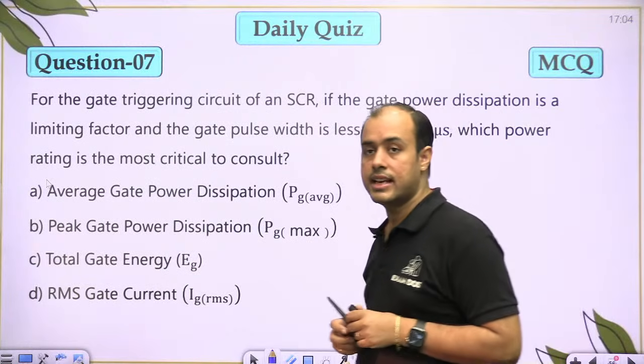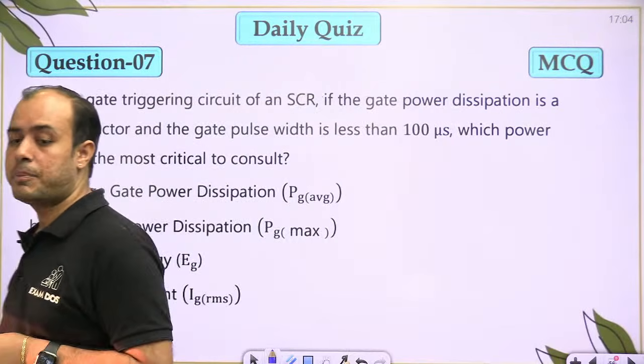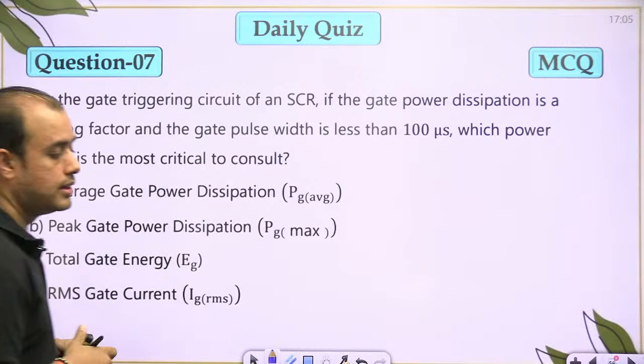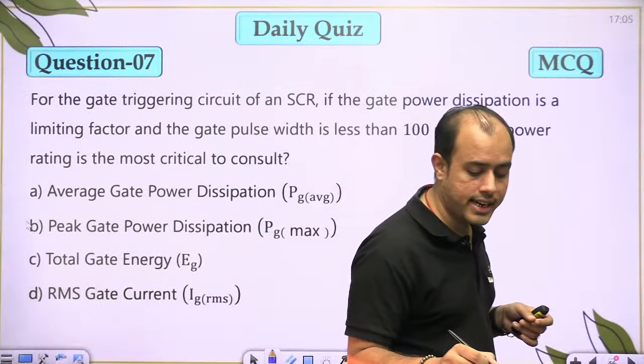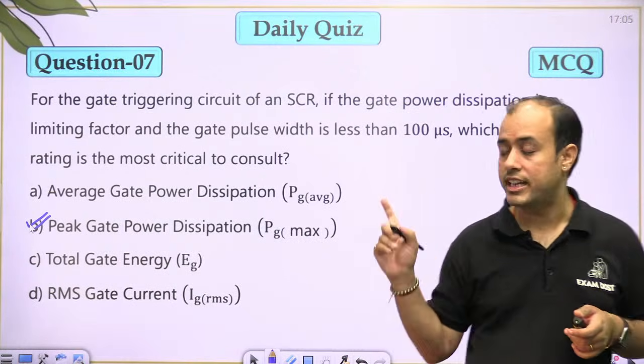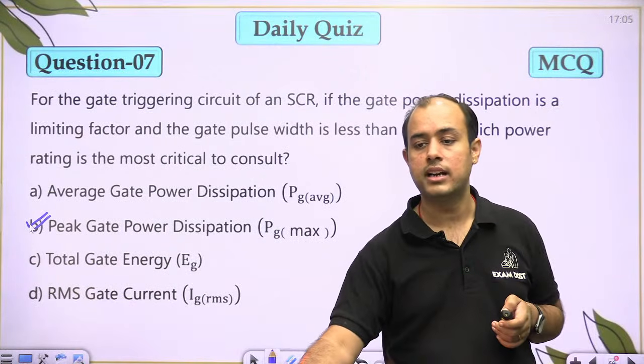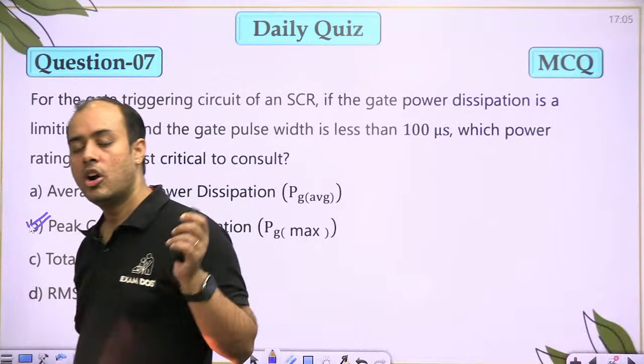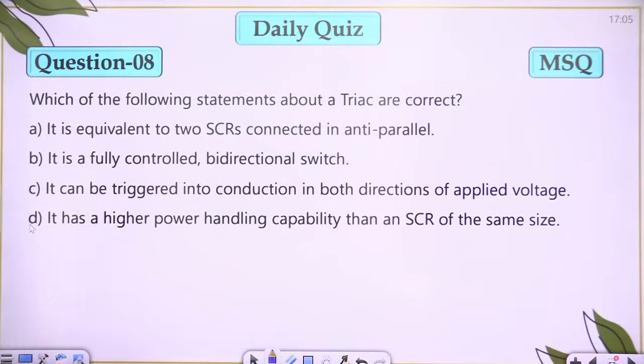For gate triggering circuit of SCR, if gate power dissipation is a limiting factor and pulse width is less than 100 microsecond, which power rating is most critical to consult? For less than 100 microsecond, which power rating you will consider? We consider peak gate power dissipation, average if the pulse width is more than 100 microsecond. Average above 100 microsecond पे और below 100 microsecond पे peak.